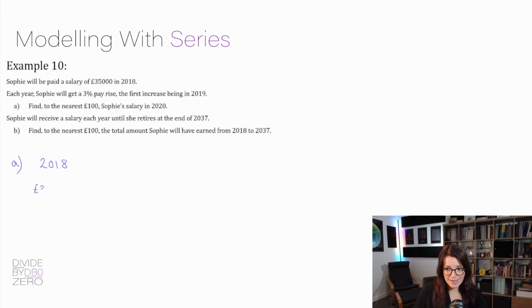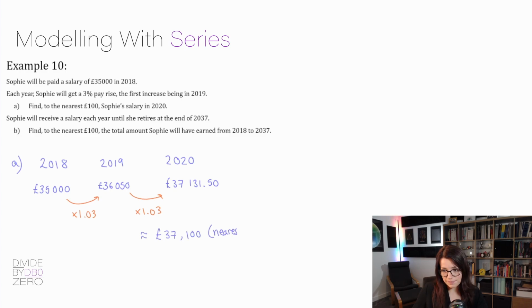So in 2018, the salary was £35,000. In the next year, she's getting her 3% pay rise. So to work that out, we can times this by 1.03 and we'll get £36,050. 2020, do the same thing. So times by 1.03, we'll get £37,131.50. They want it to the nearest £100, so let's say roughly 37,100. That's part A done.